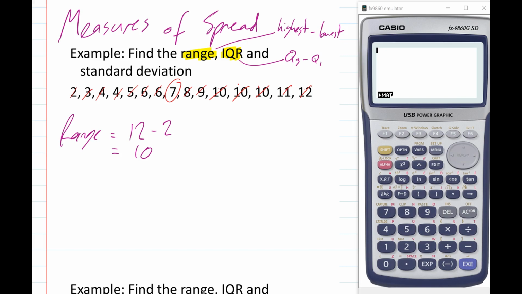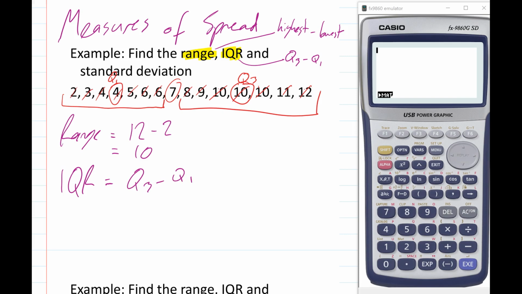That means that Q3 and Q1 are the medians of what's left. Okay, so on this side, I look at my middle number. 1, 2, 3, it's going to be this number here. Okay, so that number is going to be Q1, quartile 1. And then what's the median of these numbers? 1, 2, 3, 4, 5, 6, 7. So it's going to be my fourth number. Okay, and that's Q3.